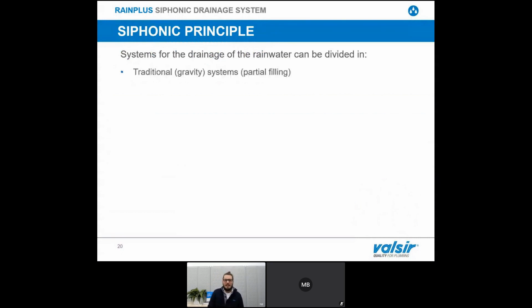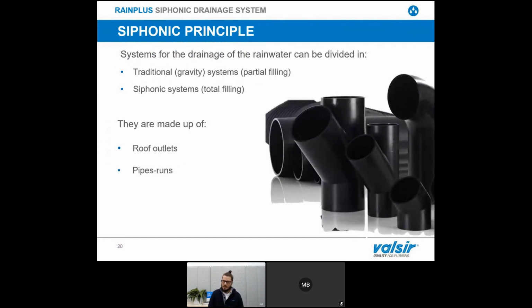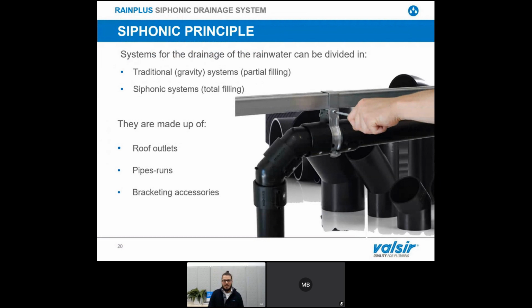We can have the traditional system, which works with gravity, and we have a partial filling inside the pipes. And then we have the Syphonic system, called a full bore system, because we have a total filling of the pipes. Both systems are made up of main items, which are the roof outlet, the pipe runs, which are the pipes, and the bracketing accessories for fixing the pipe to the structure of the building.